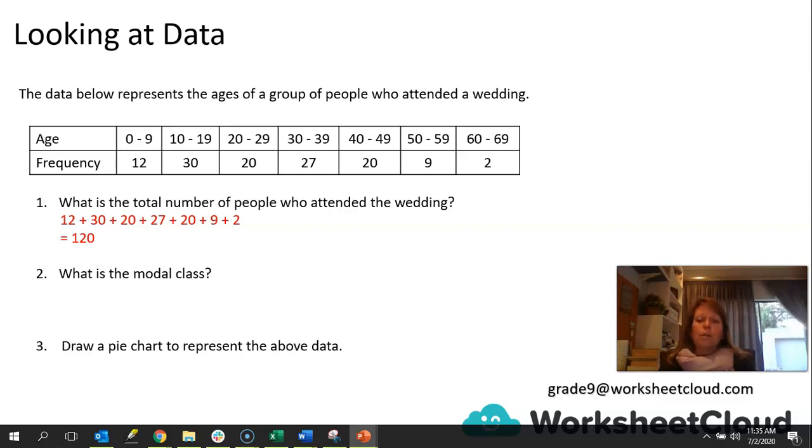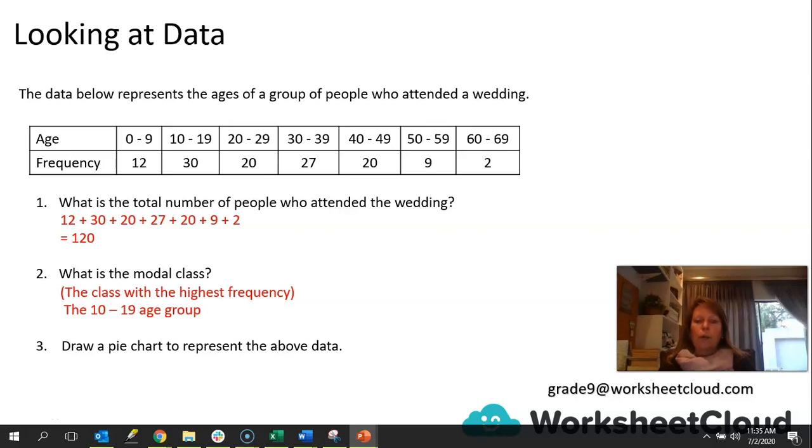Okay. Now, what is the modal class? So they're not asking here for you to explain what a modal class is, but you do need to know what it is before you can answer. Okay, so the modal class is the class with the highest frequency. In other words, the highest number of guests, which were in which class. Okay, and that is the 10 to 19 age group. There were 30 there. And if we look at all the data, we can see this is the most. This is the highest. So this class is the modal class. It is the highest number of people, and that was the 10 to 19 group. The 30 to 39 group wasn't too far behind, but it's still not the top.